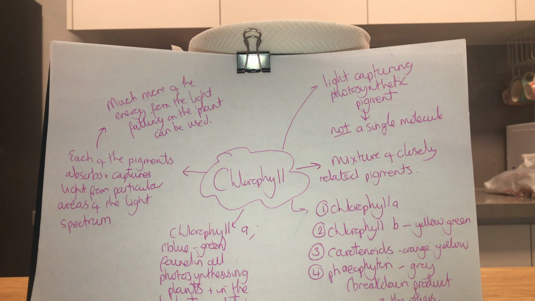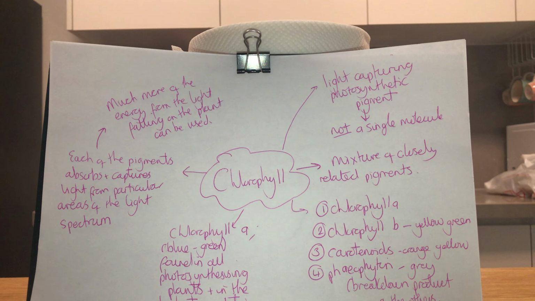Aquatic plants, for example, ones that live under the water, will look slightly more browny reddy in their colour, because they've got different arrangements and amounts, volumes of the different pigments.